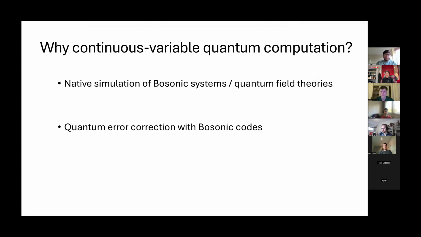But the most interesting reason for continuous variable quantum computing is quantum error correction. A lot of hardware natively has quantum harmonic oscillators, which have continuous degrees of freedom. And if you want to fully utilize the redundancy in your hardware, you might want to develop codes which encode your qubit quantum computation in this infinite dimensional Hilbert space, so you can fully utilize the redundancy that's available to you.